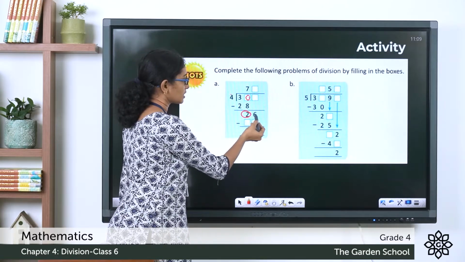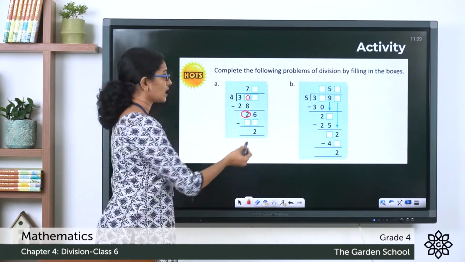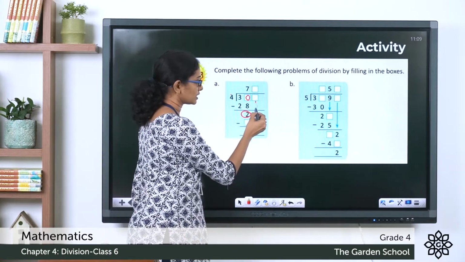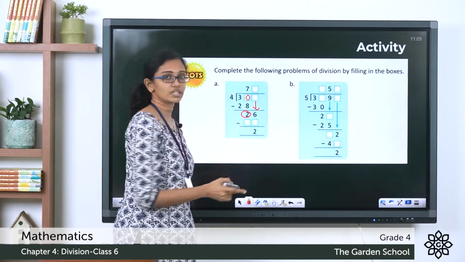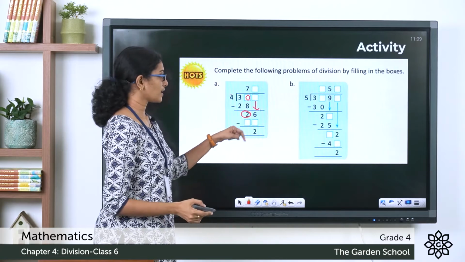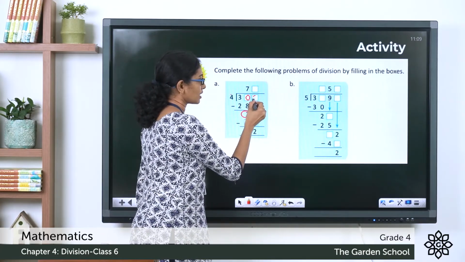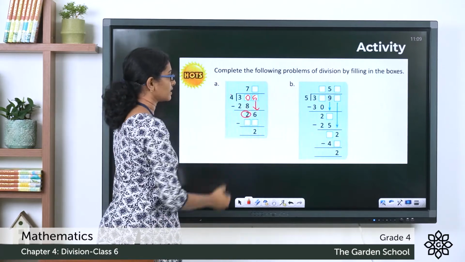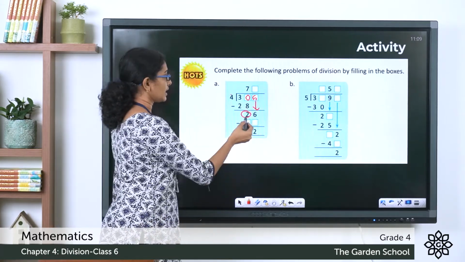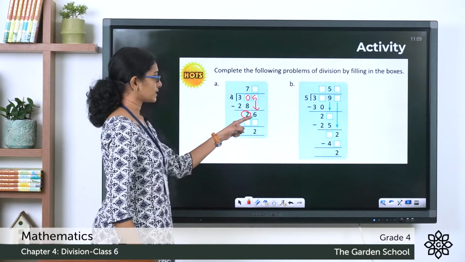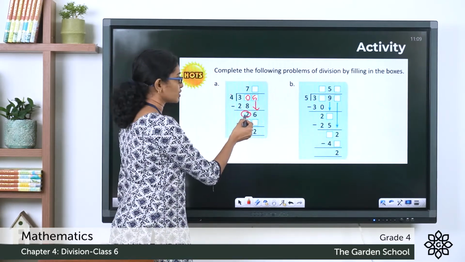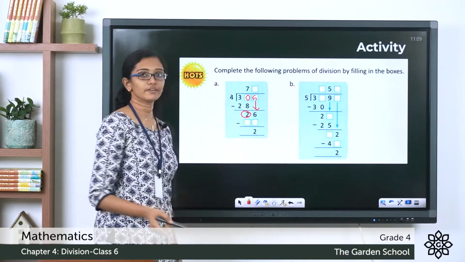Now here you have 6. How do we get 6? When you do the division and bring down the next digit, you get this 6 here, right? So from that we know the digit that should come here is 6. So there we have filled in 2 digits. Now that we have 26 here, what should come here? The quotient of 26 divided by 4, right?